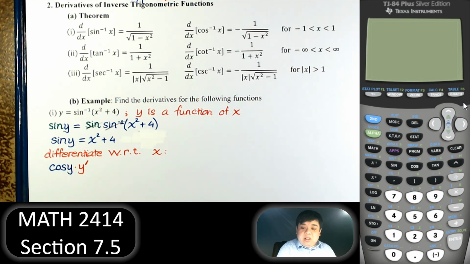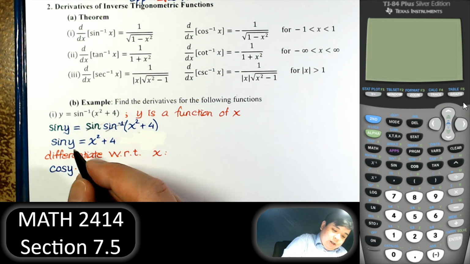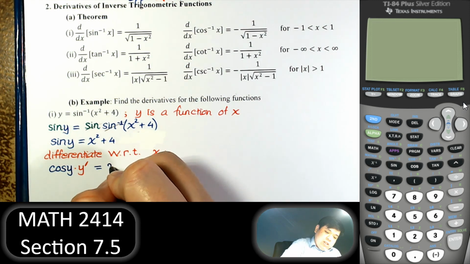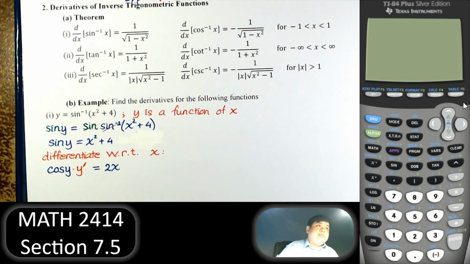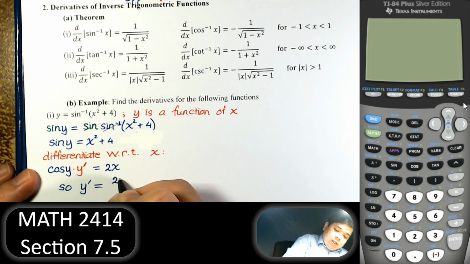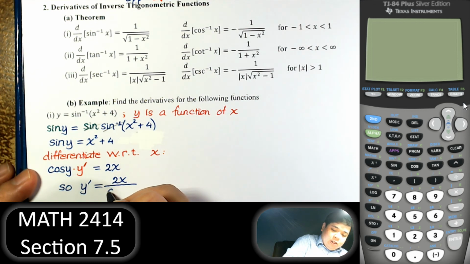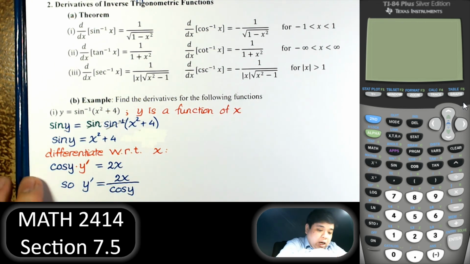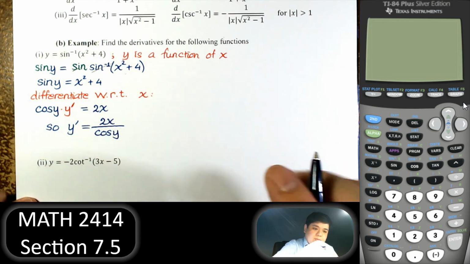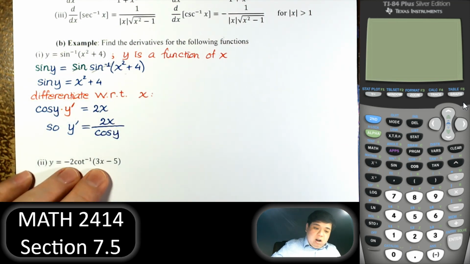So that is implicit differentiation. This counts as 1. And then we take the derivative of x squared over 4 on the other side. That is easy, 2x. And now if we want to solve for y prime, it is 2x over cosine of y. The only problem is, what is cosine of y? Now we go back and do the triangle like we did earlier.